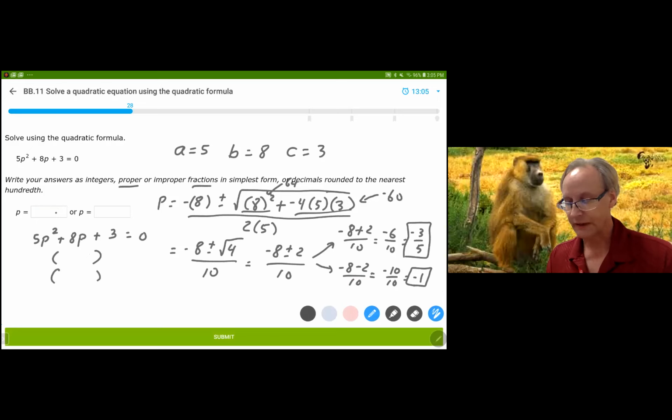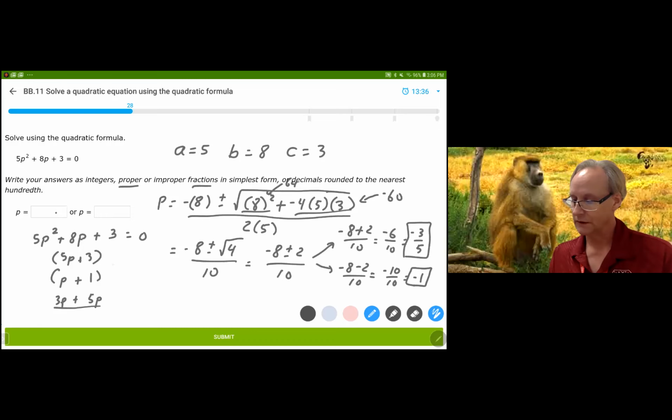And I know the only way to get 5p squared is to take 5p times p. And the only way to factor 3 is 1 times 3. Well, when I cross multiply these, I need to get the 8p in the middle. So clearly, I need a 3 and a 1 to get the 5p this way when I cross multiply it, and the 3p this way. And when I add those middle terms, I get my 8p. And of course, with a little bit of practice, you can see it in your head.